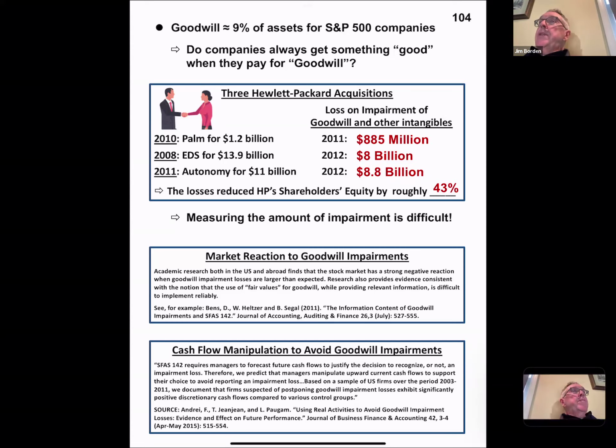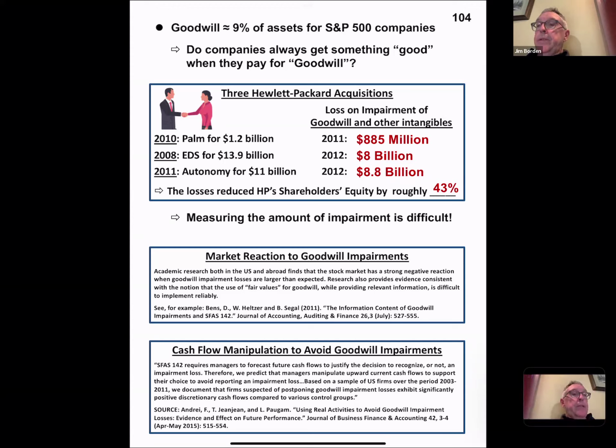What companies will potentially do, knowing that investors are looking at present cash flows as a way to estimate what future cash flows will be, to see if there might be an impairment, companies might be tempted to sort of boost their current cash flows. Okay? And by doing so, it'll make it less likely that they'd have to record an impairment loss.